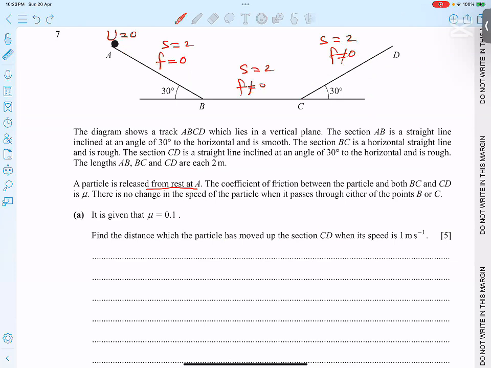So first of all, we'll start with A to B. So A to B, students, U is confirmed 0. Data writing is very important. S is equal to 2 meters. Okay. But the problem is, what is my task? To find the last velocity and acceleration.